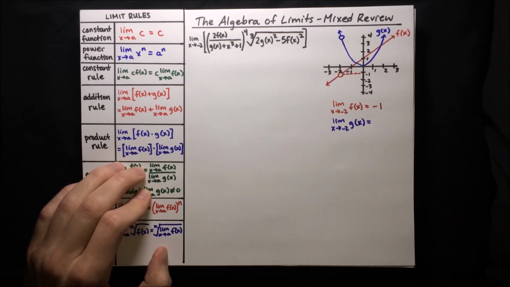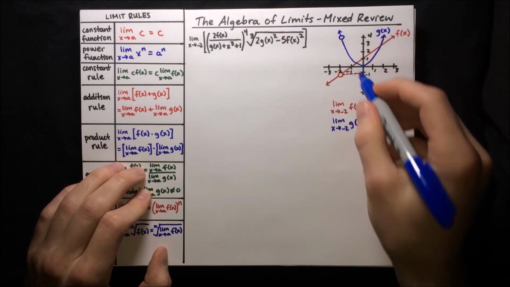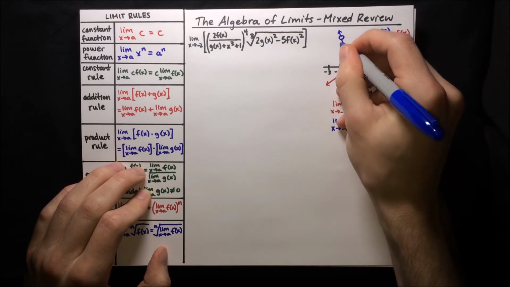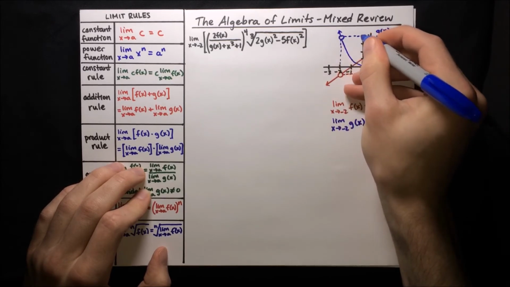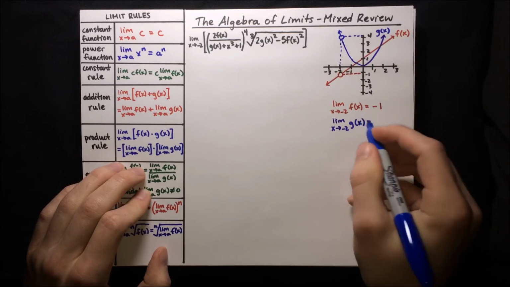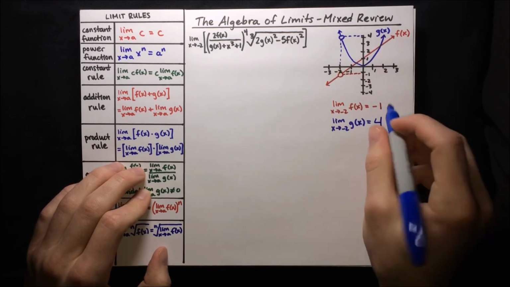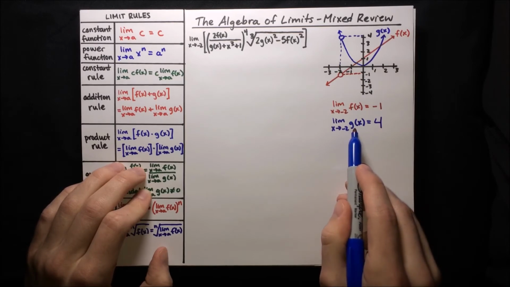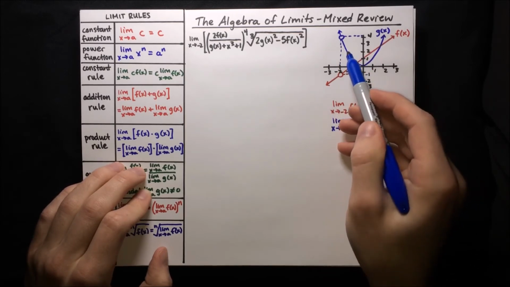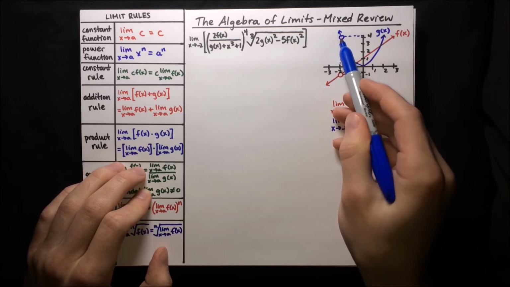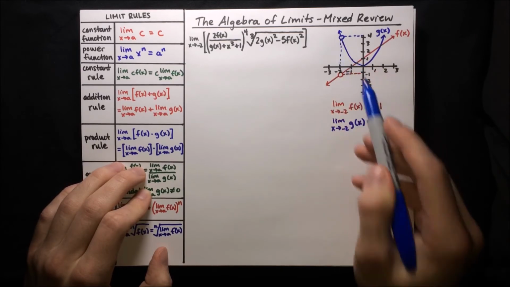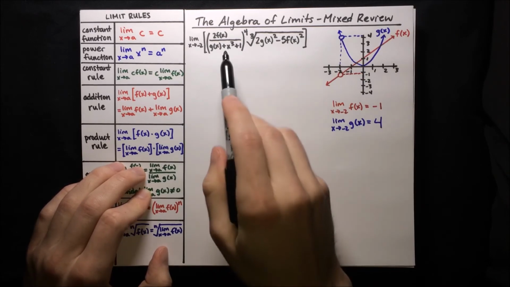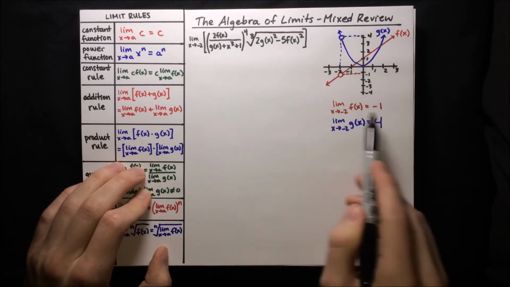g of x. So g of x is this parabola, and we see that as we approach x equals negative 2, the function value approaches 4. So that's our limit. Even though it's not defined at negative 2, that's okay, because that doesn't matter when we're talking about limits. We just care where the function value approaches. Where does it get close to? And it gets really close to 4 from both sides. So that's our limit.